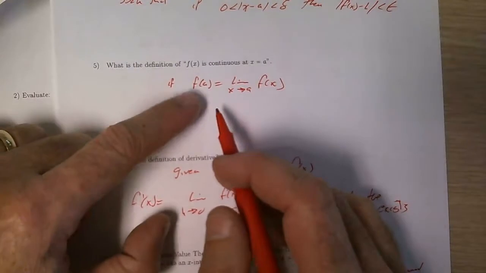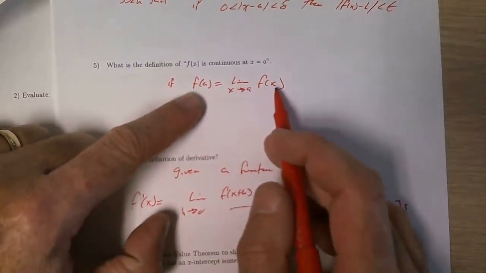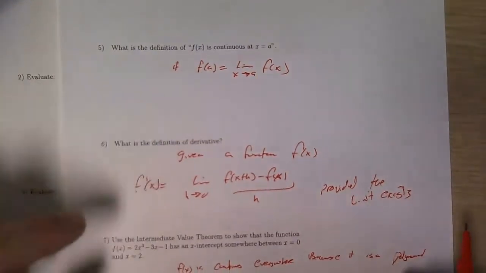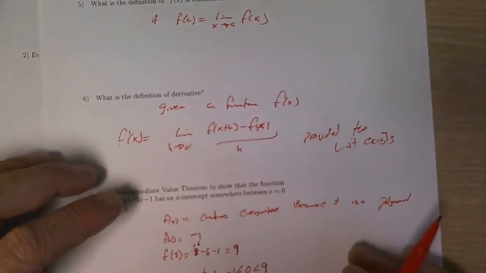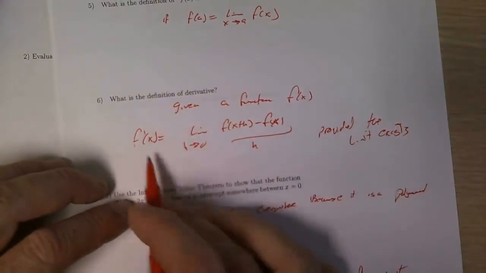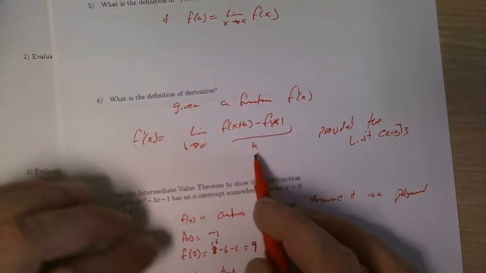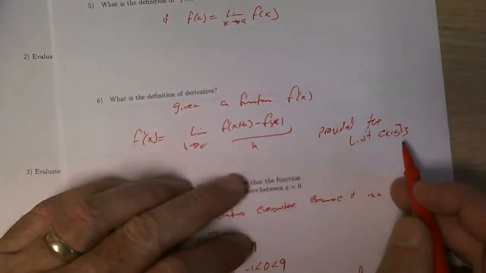A function is continuous at a if f of a is equal to the limit of f of x as x goes to a. Right. That's the definition. What's the definition of derivative? Well, given a function f of x, the derivative, f prime of x, is the limit as h goes to 0 of f of x plus h minus f of x all over h, provided the limit exists.